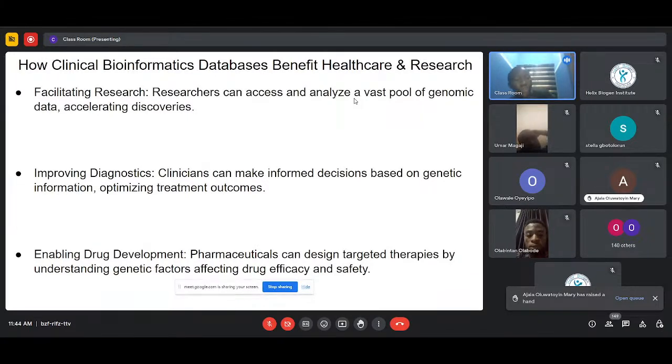It also helps in drug development. After making inferences from this patient, you can tailor the kind of therapy that will work for this kind of patient. You look at the database to see what kinds of drugs will not work for this particular patient, based on the kind of variant the patient is expressing.